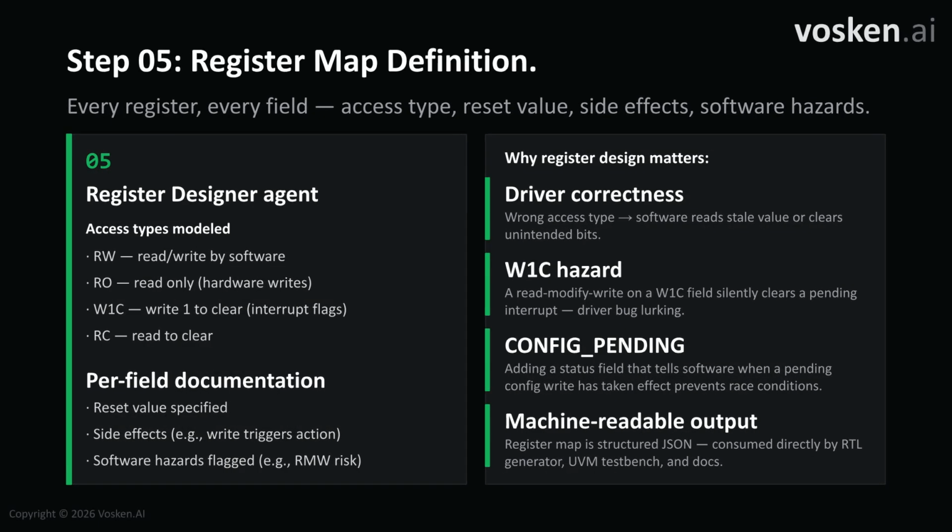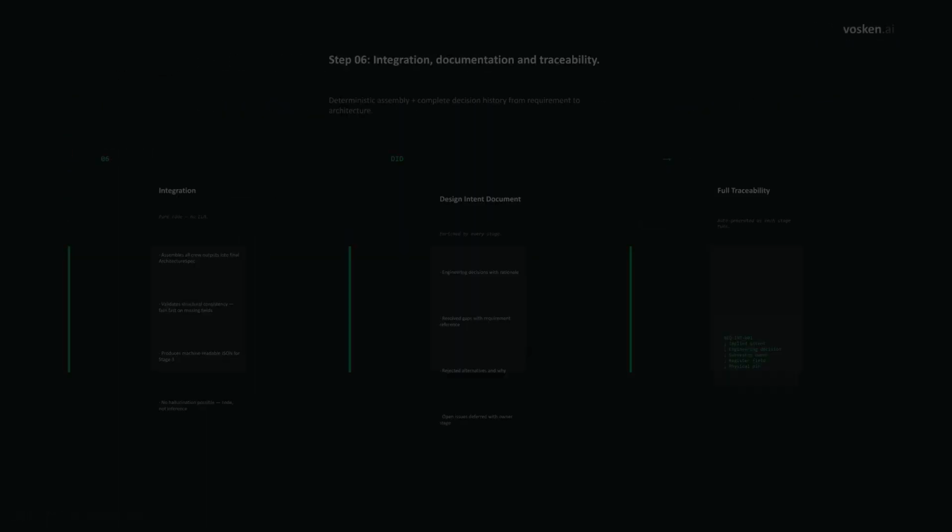The Register Designer agent produces machine-readable register maps with every field fully specified. This is critical because an undocumented side effect or incorrect access type can produce driver bugs that are hard to debug at the system level. Software hazards, like read-modify-write risks, are flagged in the documentation.